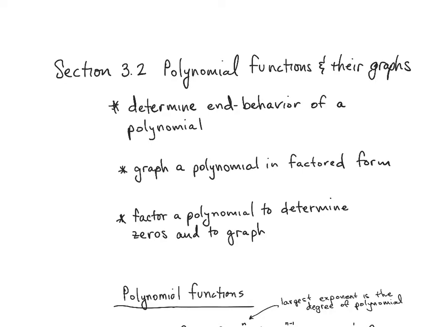Section 3.2, Polynomial Functions and their Graphs. So the three learning targets here: determine end behavior of a polynomial. This has to do with the shape of the graph, which we'll talk about.